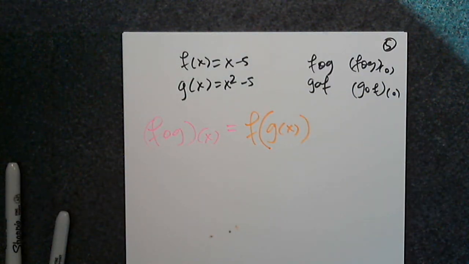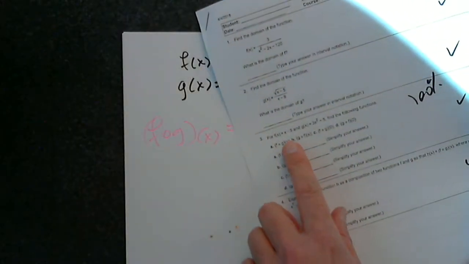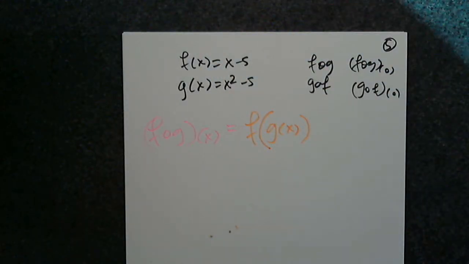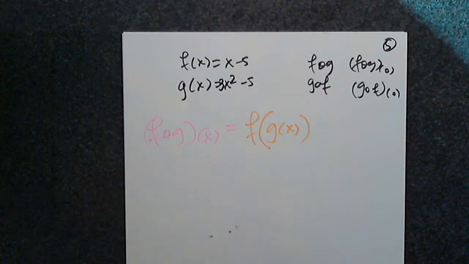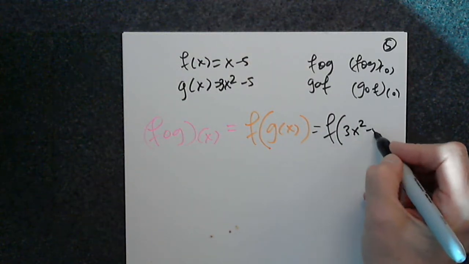Can anyone tell us the next step? Yes, Vinny, go ahead. Isn't it supposed to be 3x squared minus 5 for g of x? I copied something else. I'm very good at that. So 3x squared. Yes, yeah. My mistake. Thank you. My apologies. Okay, so f of g of x. What would be the next step? Anyone? F of 3x squared. So I have to write f of 3x squared minus 5.